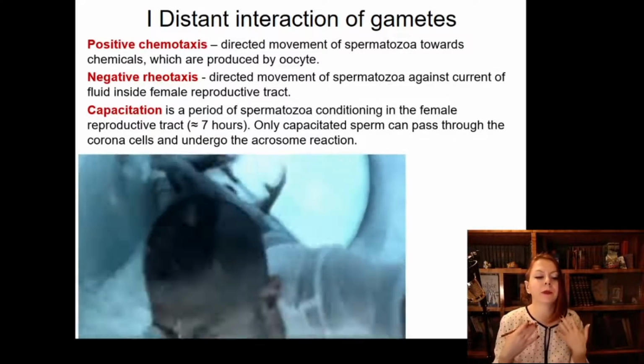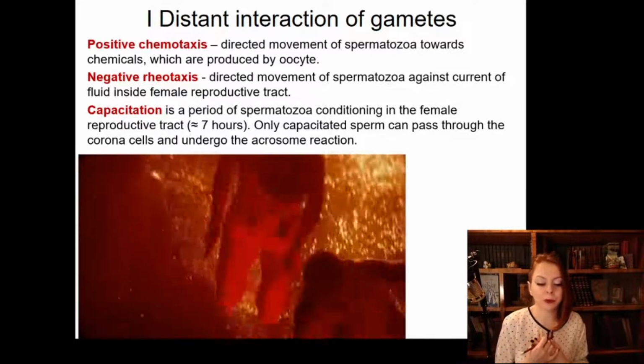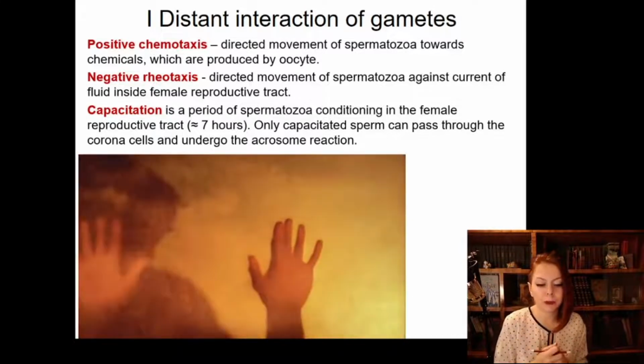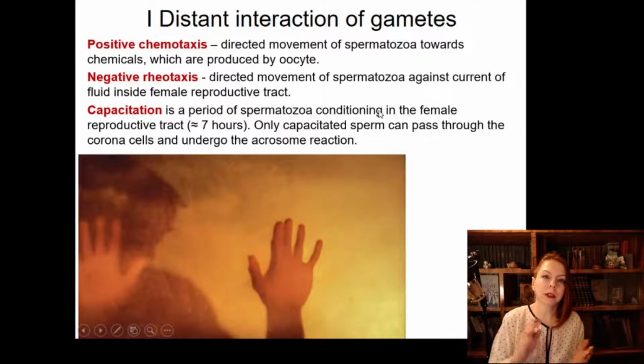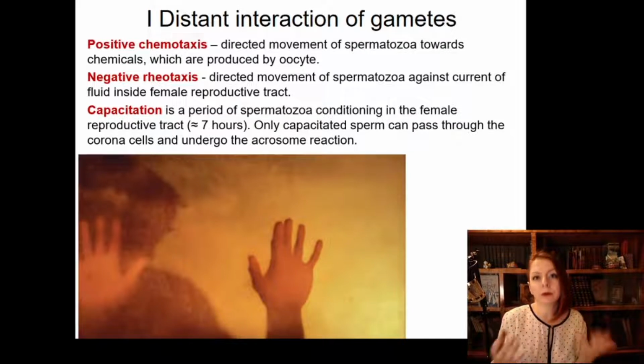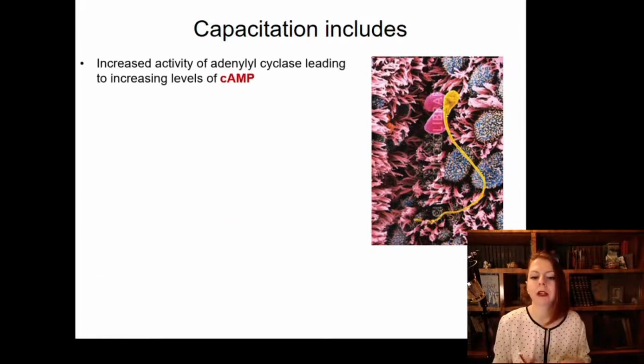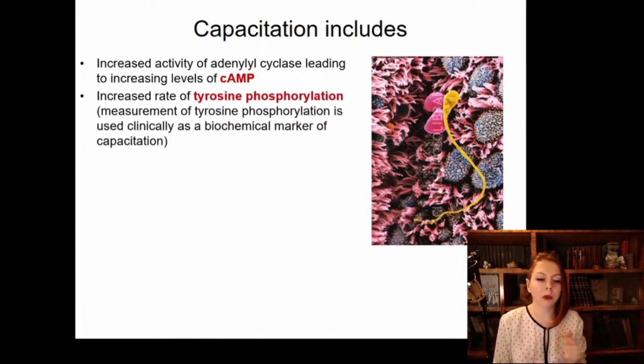So in this competition, only the strongest and healthiest, the most proper, survive and reach their objective. When they come in contact with the zona pellucida, they start to attack it, and they can fertilize it only if there are several hundreds of them. Okay, let's move on, to the details about capacitation. Capacitation includes an increased level of cyclic AMP. Then tyrosine phosphorylation also takes place, which is used as the biochemical marker of capacitation.